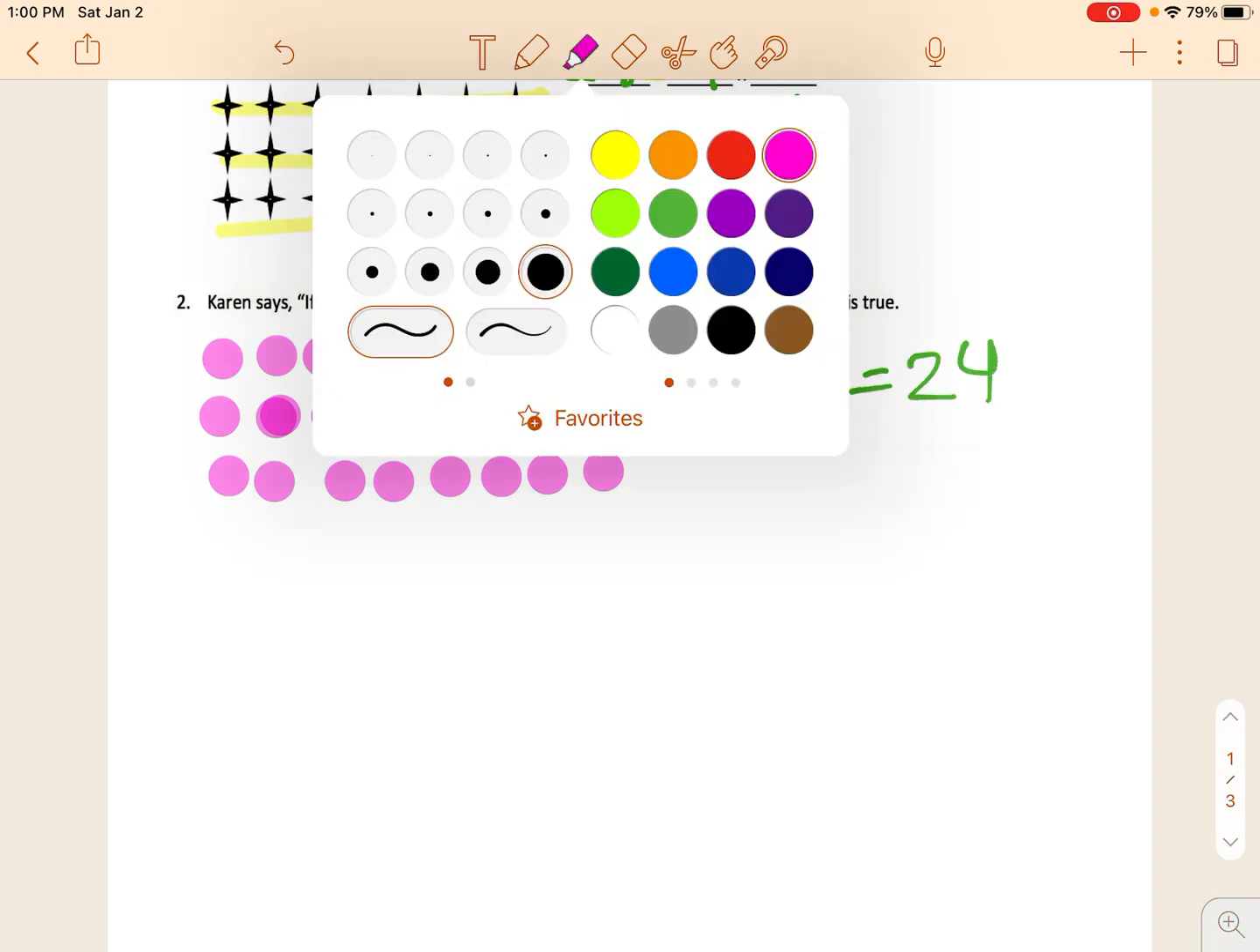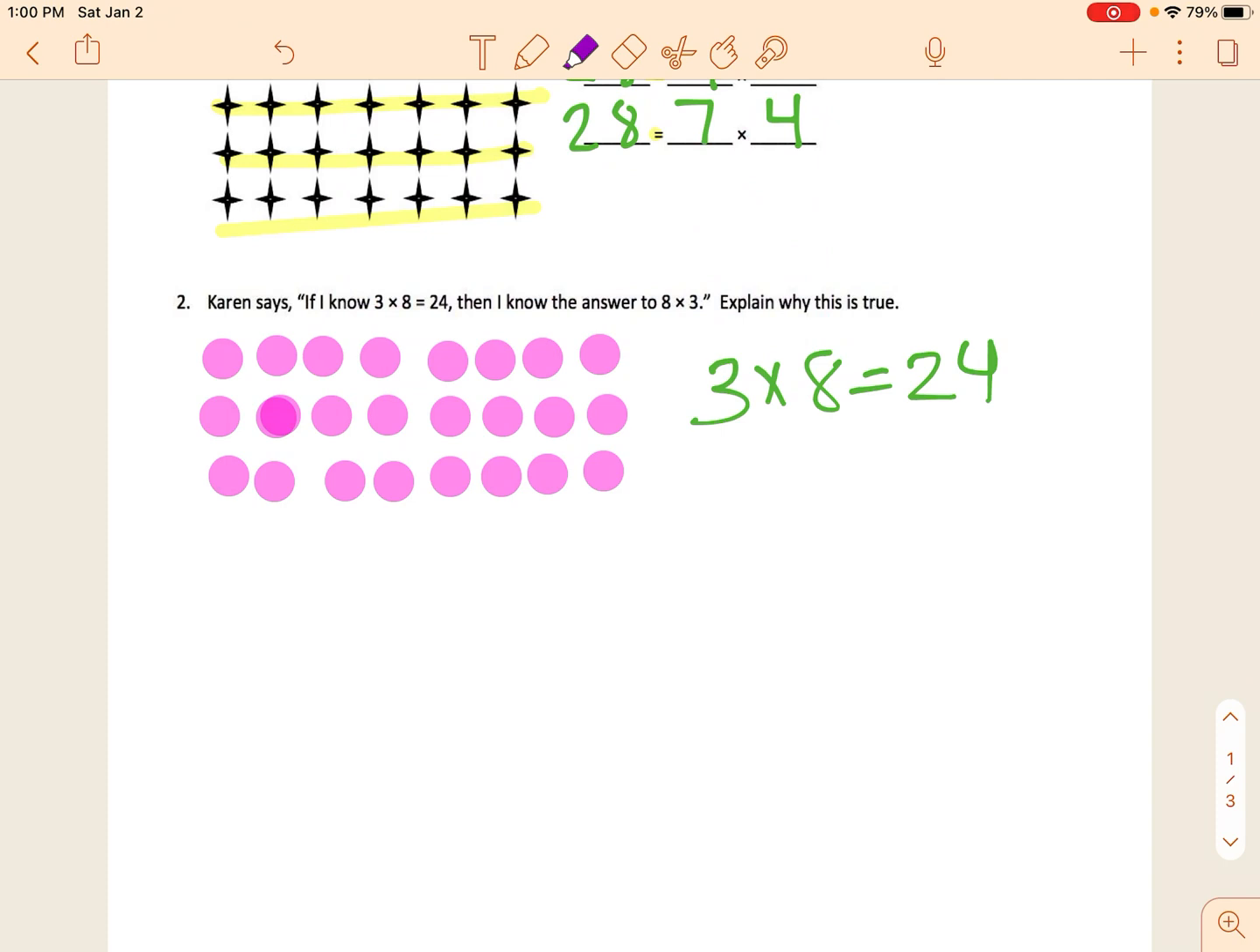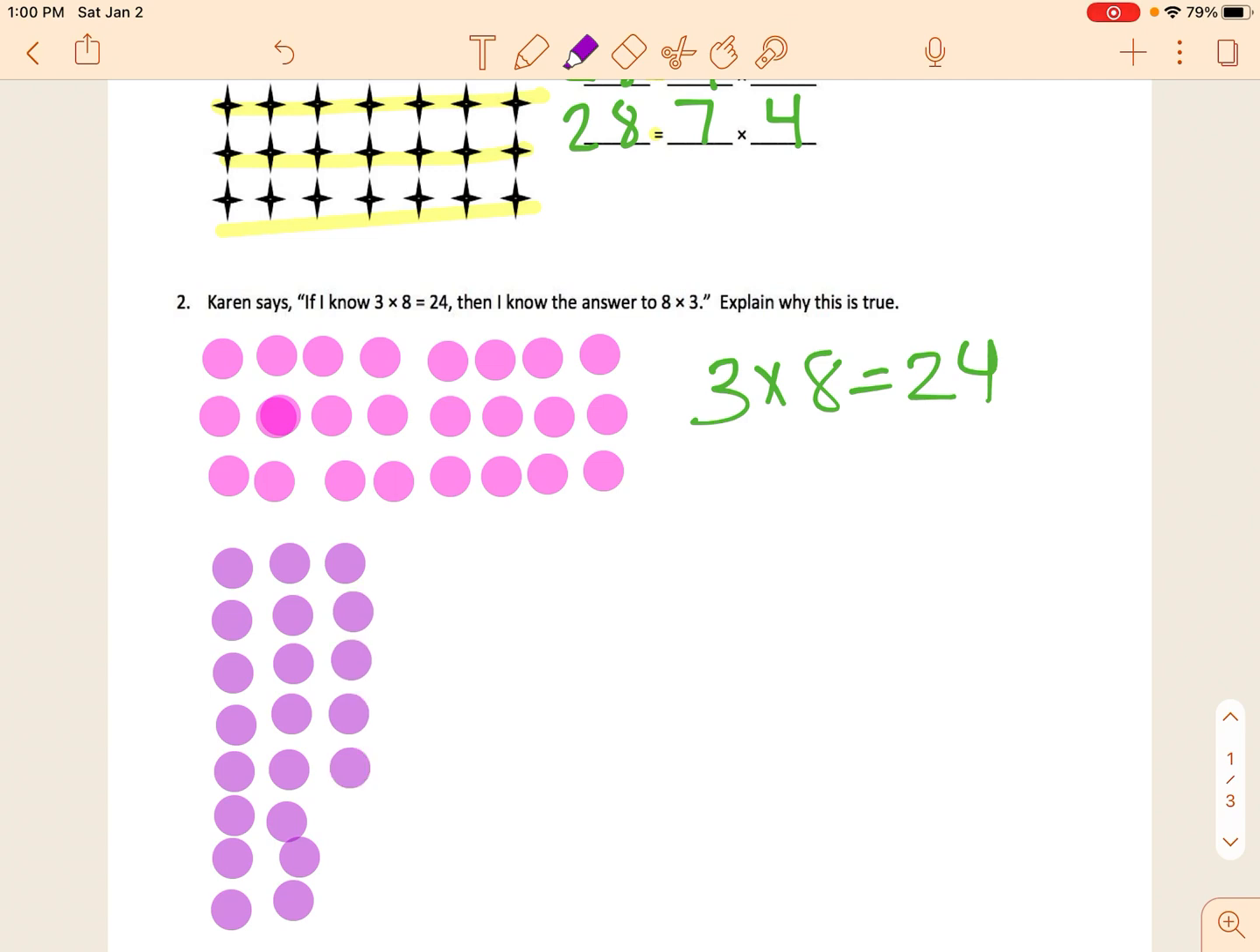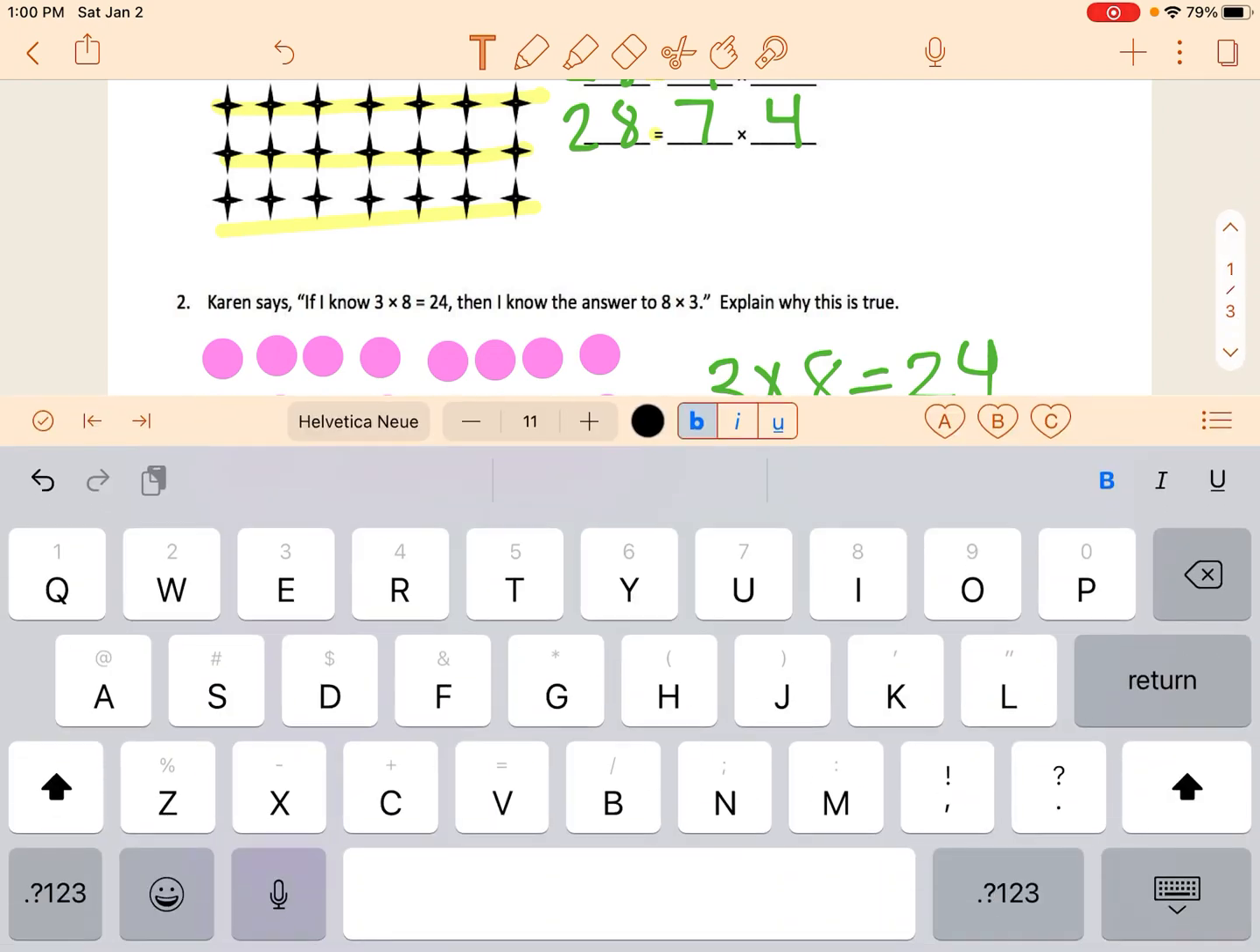Now I can draw a new picture. 1, 2, 3, 4, 5, 6, 7, 8 rows, and 1, 2, 3 columns. Finish my array. And this one is 8 times 3 equals 24. And I am going to explain why that is.